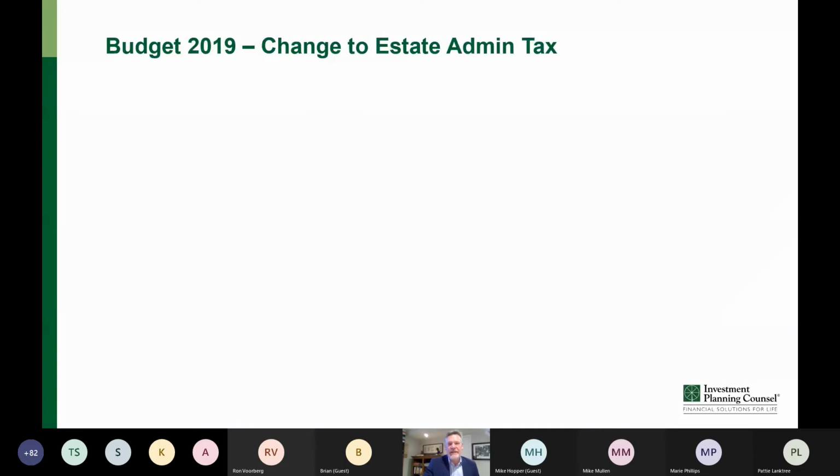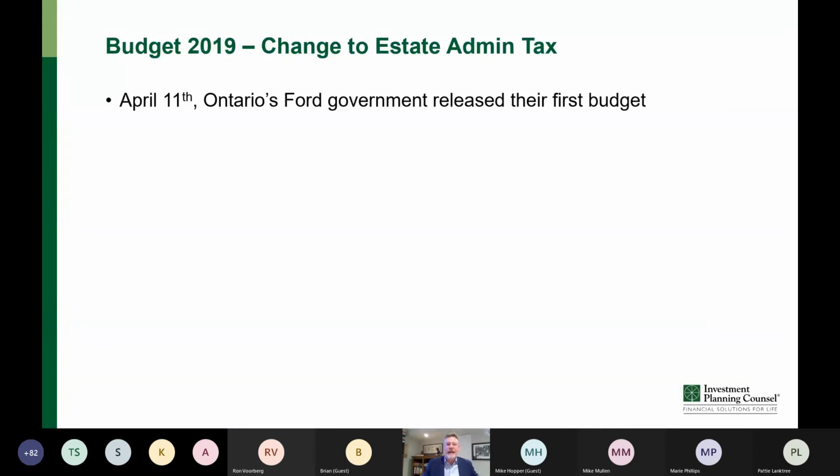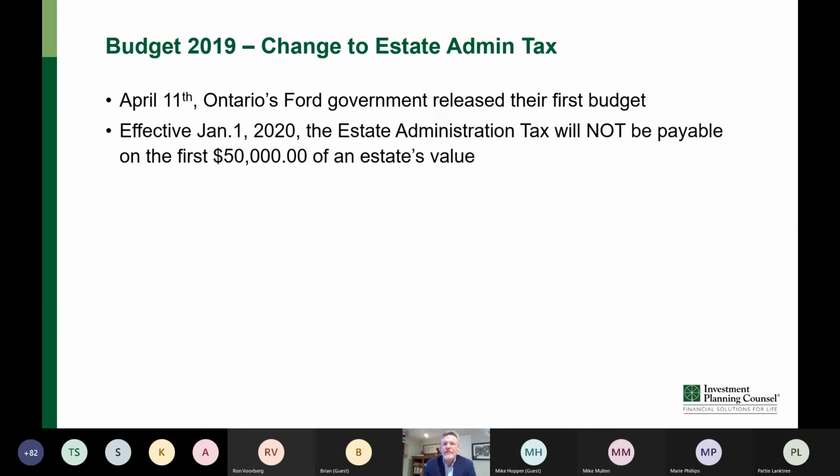So let's talk about that additional change. As of April 11th, the Ontario Ford government released their first budget. And in that, they thought that maybe there should be some relief on this estate tax. So effective January 1st of 2020, they brought out that the estate administration tax would not be payable on the first $50,000 of an estate's value. What does that amount to? A whopping $250 in savings. So not a huge amount of money, but it's a few bucks in the pocket.